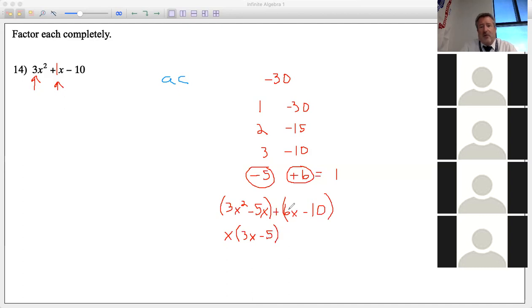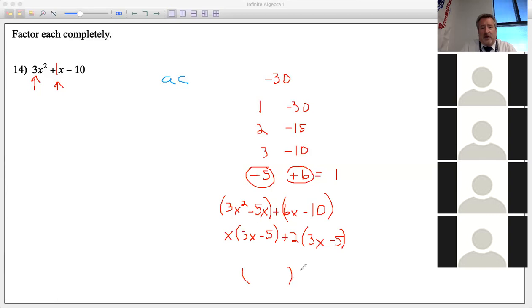Same thing for the second one. What can we pull out of 6x minus 10? A 2, and it's a positive 2, so we're going to pull out a plus 2. What times 2 is 6x? 3x. What times 2 is negative 10? 2 times negative 5. That's negative 10. And then we write our final answer.